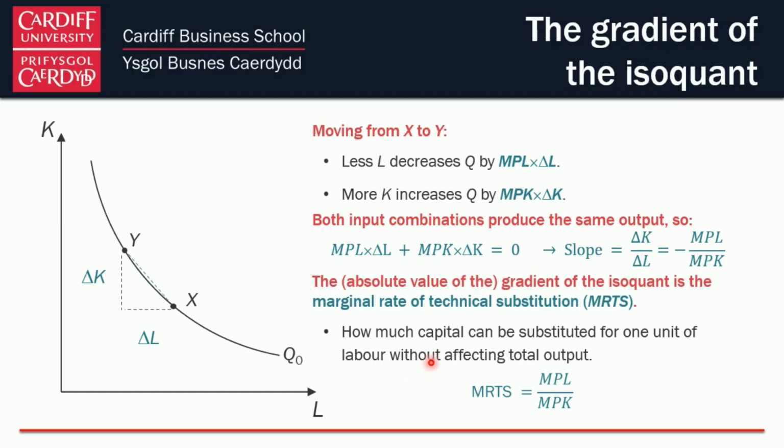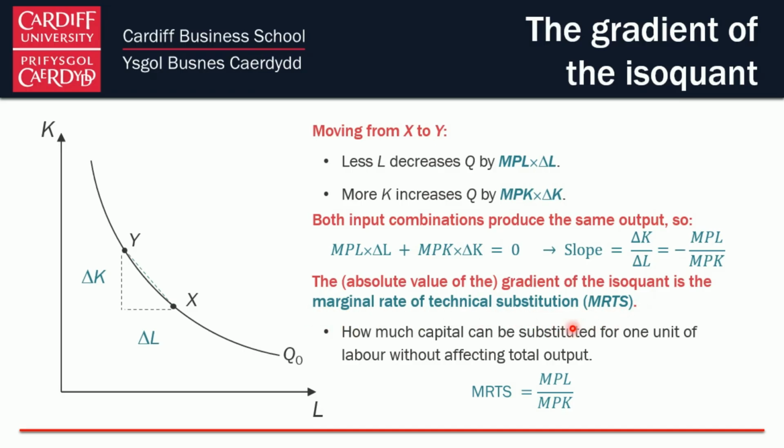And so that is the slope of the isoquant curve, the gradient of the isoquant curve. It would be minus MPL over MPK, the marginal product of labor over the marginal product of capital. Notice it's minus because this thing is downward sloping. And this has a name. It's called the marginal rate of technical substitution, MRTS.